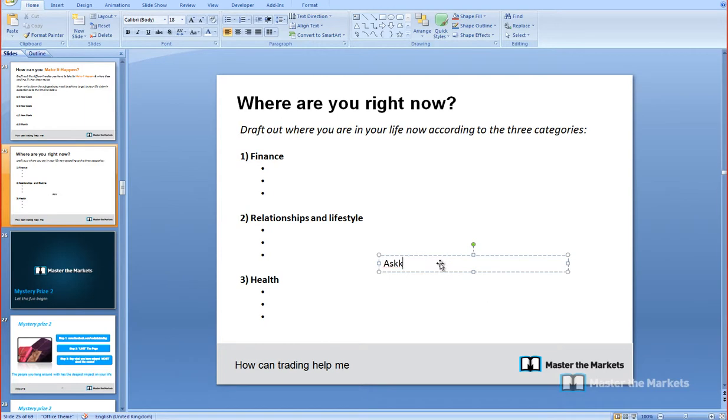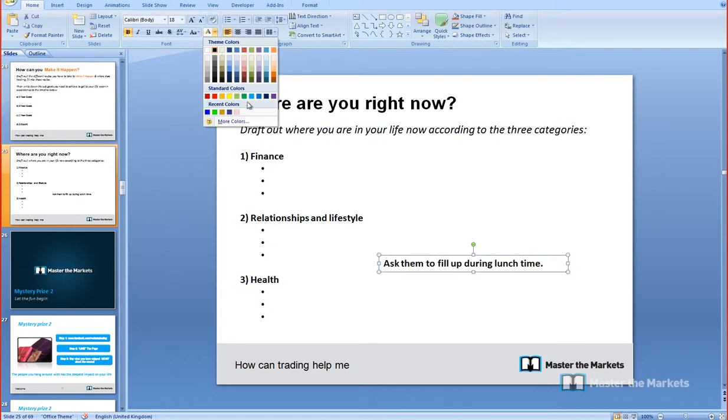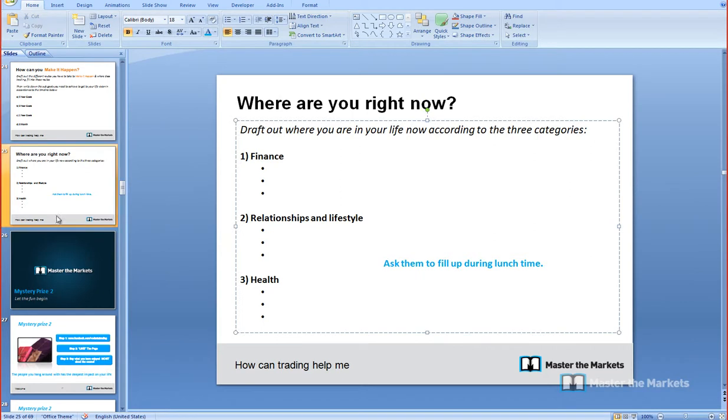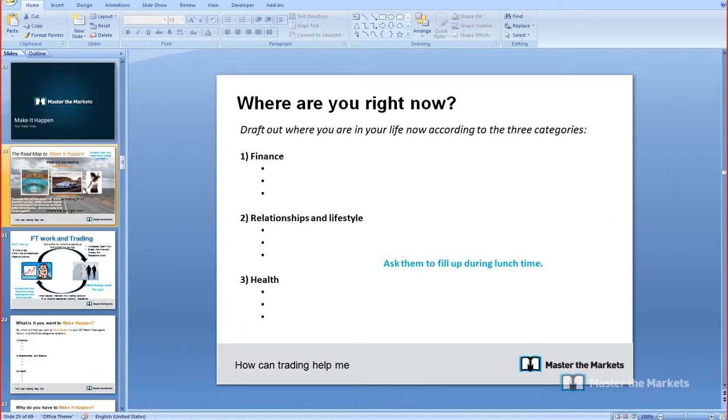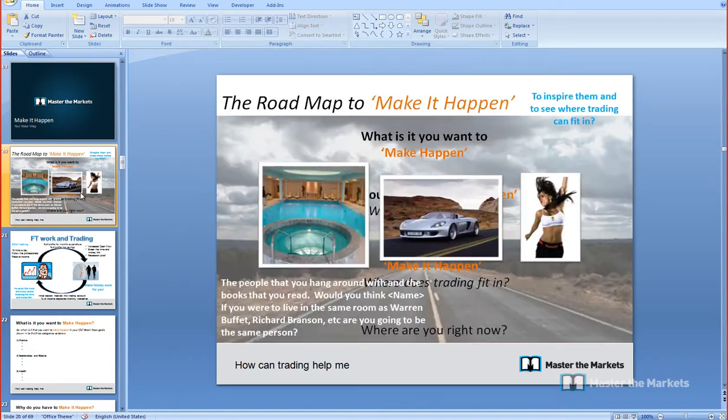Right, so draft out where you are in your life according to three categories. It's split into two things, isn't it? Usually it's what is it you want to make it happen, how are you going to make it happen, where are you right now, and where does trading fit in? And another example that I usually give for make it happen is a sat nav. Do you remember?